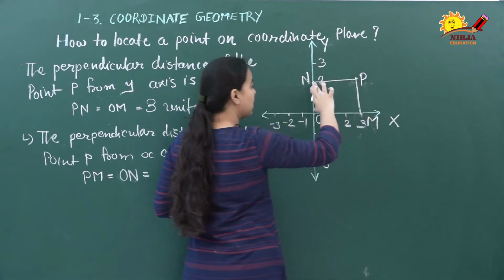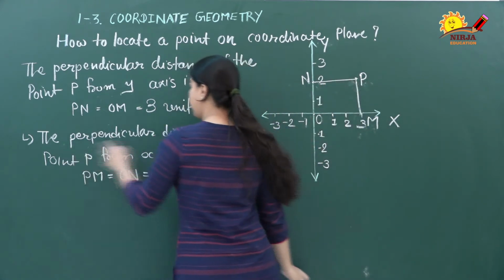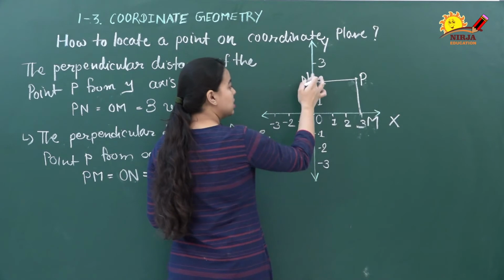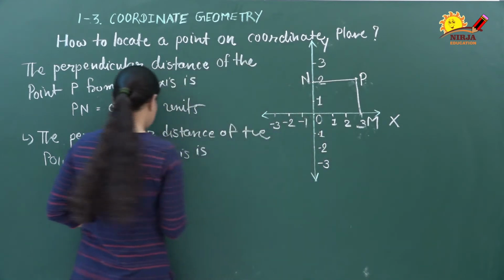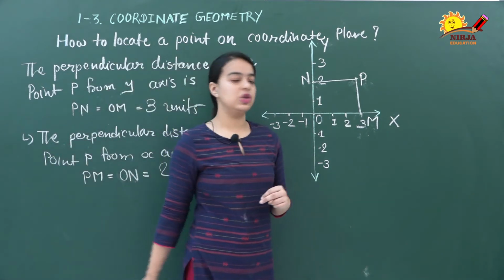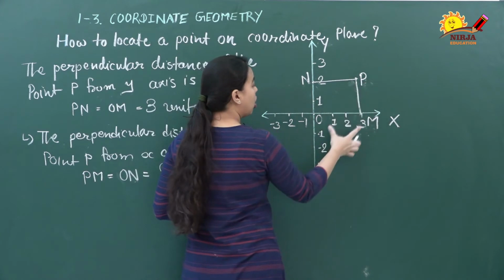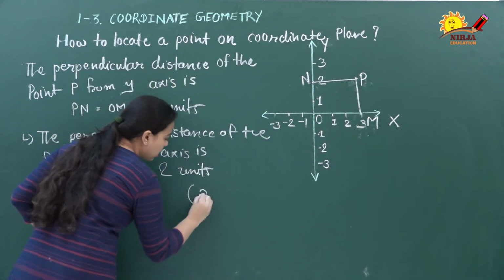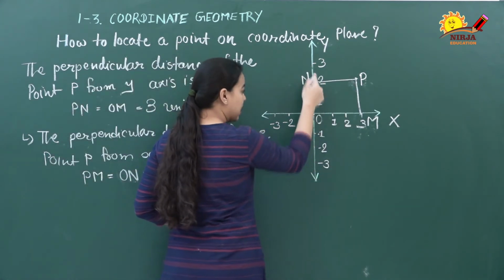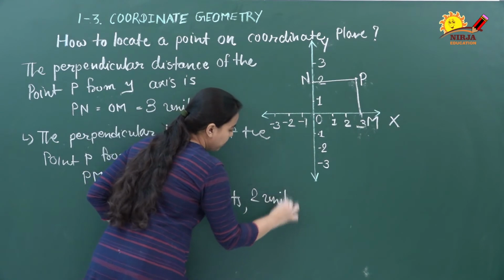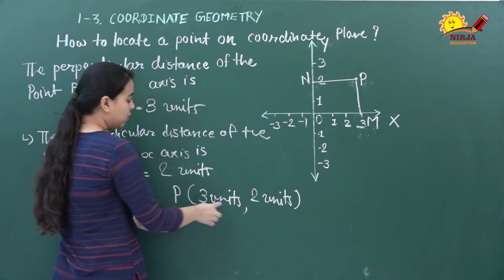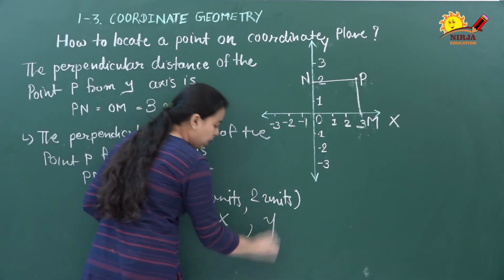And this PM is the same as ON. So we can write the perpendicular distance of the point P from the x-axis is PM, which is equal to ON, and which is 2 units. So we got 2 values over here. The distance of P along the x-axis is 3 units and the distance of P along the y-axis is 2 units. So here we got 2 coordinates of our point P. This is our x coordinate and this is our y coordinate.